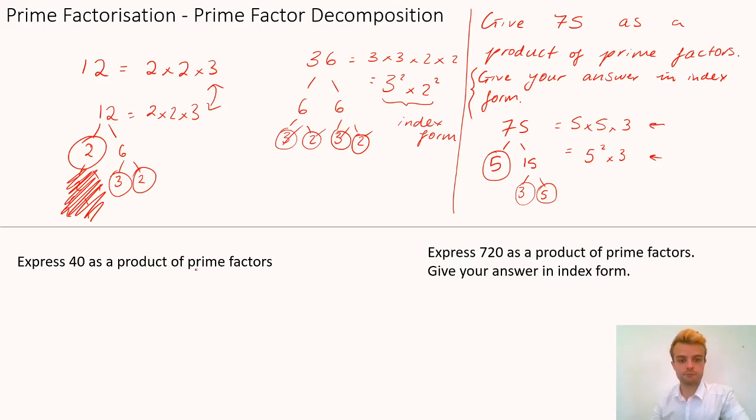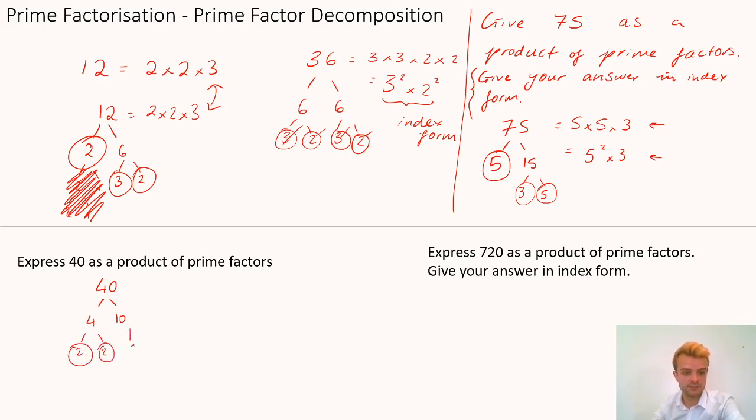So 40 as a product of prime factors. We'll do the tree. 4 times 10 was the first thing that I saw that multiplied to make 40. But if you'd have picked something else, that would be absolutely fine. If you'd have done 8 and 5, you'd end up with the same answer, as long as you did the steps right. So 4 we can break down further into 2 and 2, and those are prime, so I'm going to stop there and circle them.